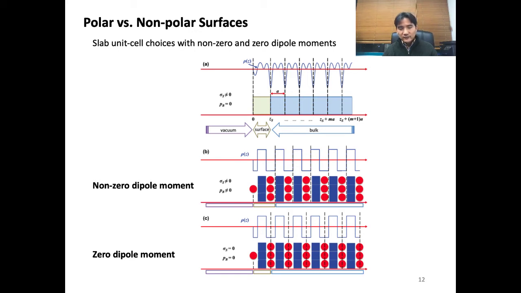However, if you look into the slab unit cell choice for zero dipole moment, you see that we slice through the positive ions so that, again, inside the unit cell it is 0. However, even for the surface isolated electrons, if you take into account that it is half of the electrons for a unit cell, that makes a whole, and therefore you will see the surface charge density is 0, and therefore the dipole moment is 0 as well.